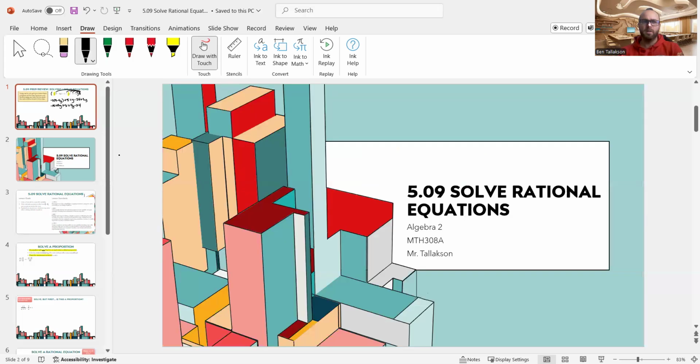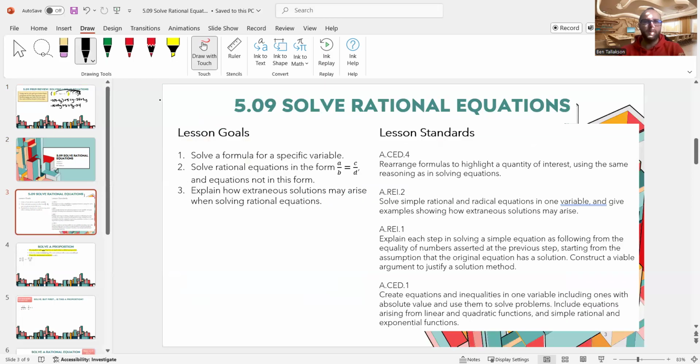Now that we've reviewed, let's go ahead and look at our goals for 5.09 solving rational equations. We want to solve a formula for a specific variable. You've done this before, right? So we're going to solve for x or y or m or whatever the variable may be. You're also going to solve rational equations in this form. So sometimes they're going to look like this, where you have one fraction on one side of the equal sign and another fraction on the other.